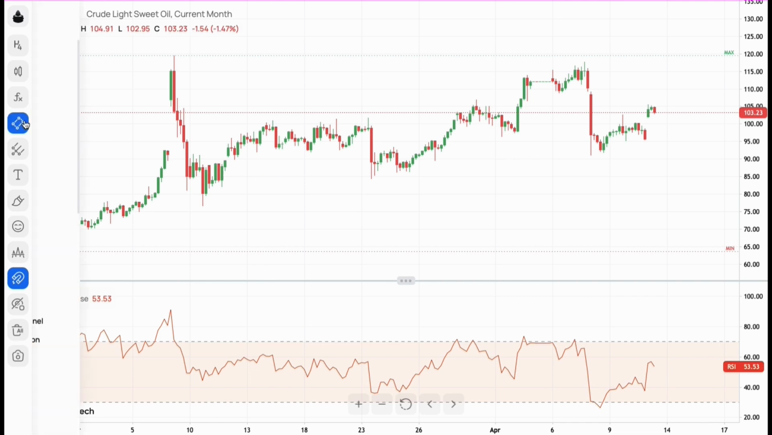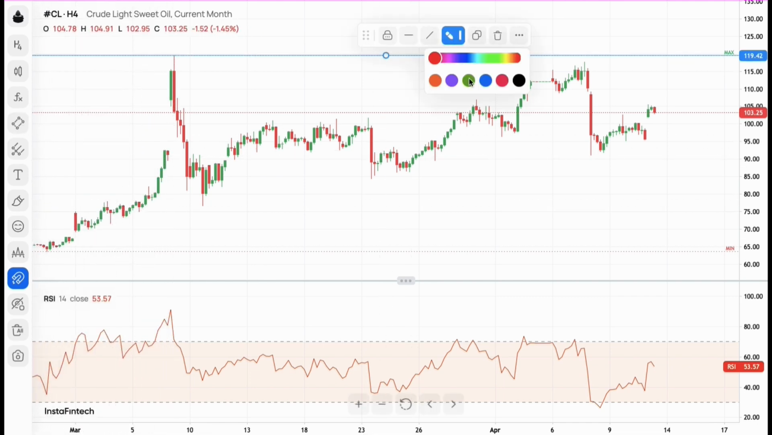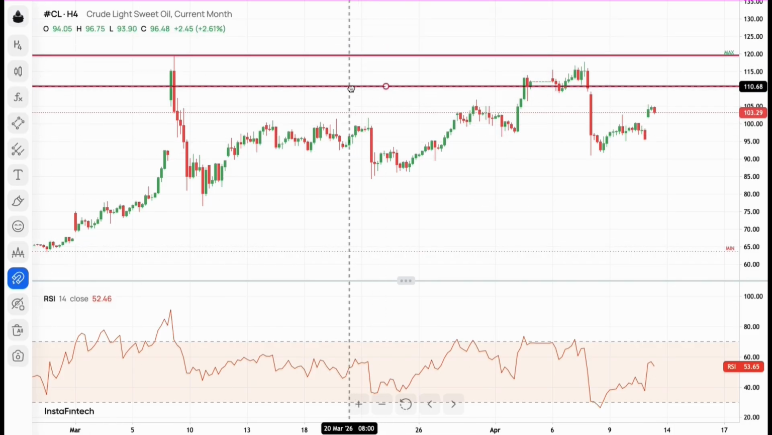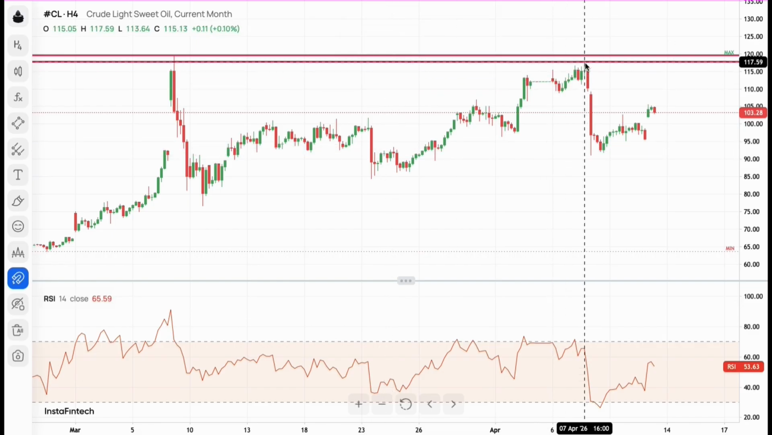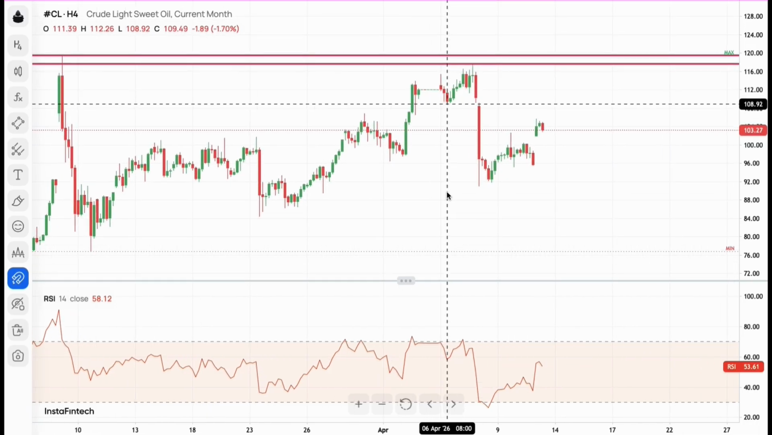And on the crude oil, we all know what the situation with the crude oil is and why it is like that. So there is no reason to talk about it anymore. Now this is another local high here, so we got that situation.